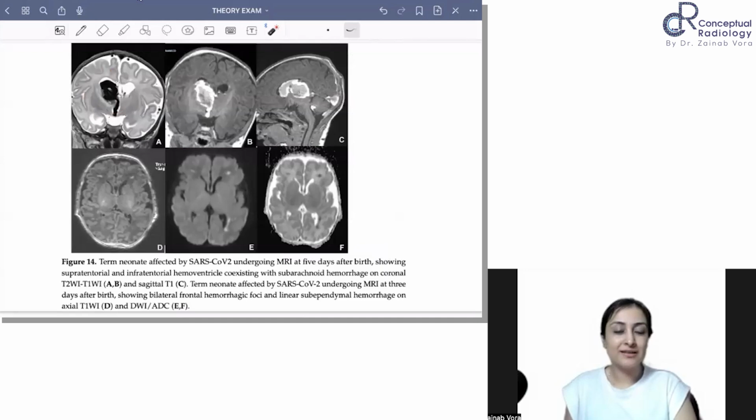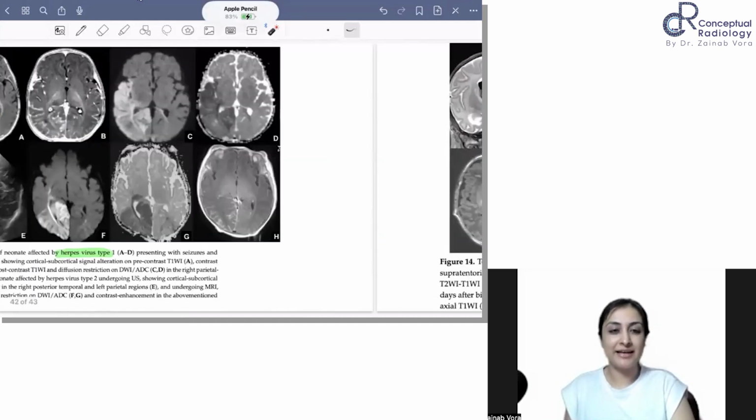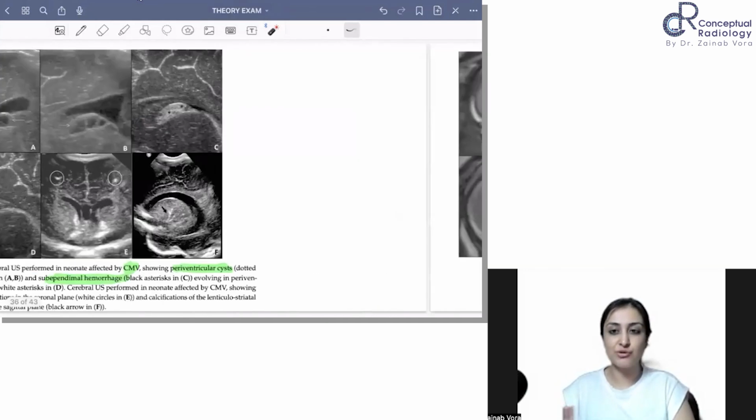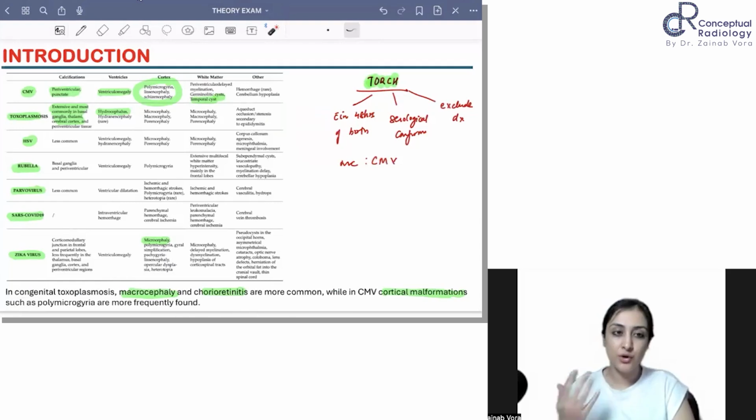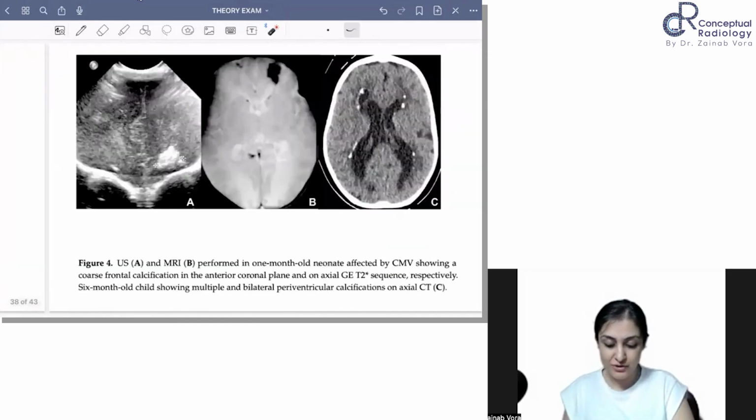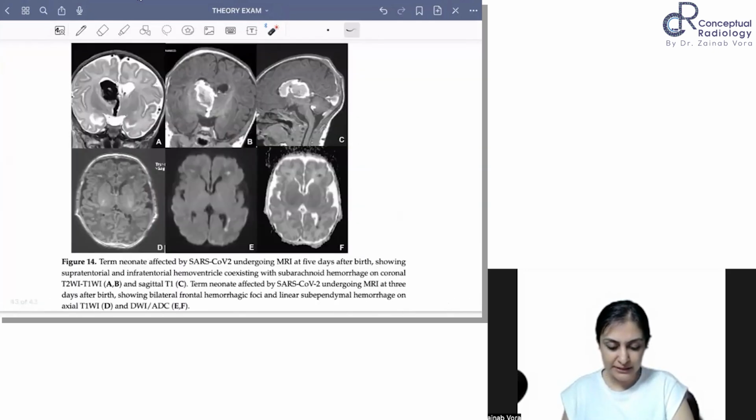So what did we learn? That if a TORCH question comes, it is like this, very non-specific, right? So just remember CMV, periventricular; toxo, more hydrocephalus, more macrocephaly, more chorioretinitis, right? IVH is also there, IVH was also there, right? Multiple foci of bleed, right? So IVH is there, gross IVH, right? Plus you can see frontal bleeds, subependymal bleeds, okay? So COVID can lead to bleed. Zika virus can lead to microcephaly. Fine. So this is what you need to remember.